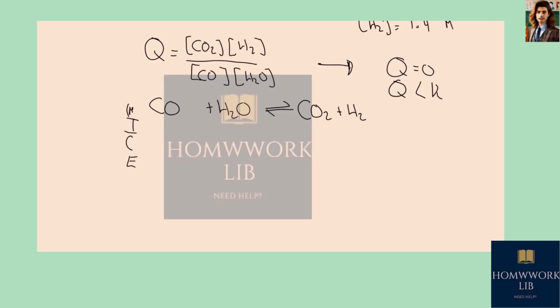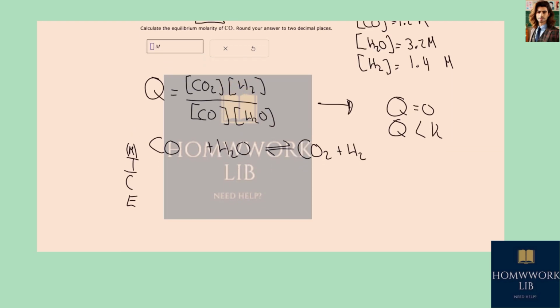All of the quantities here are going to be given in concentrations. For carbon monoxide, we're going to have 1.2. For water, we're going to get 3.2. For CO2, we're going to have 0. And of H2, we're going to get 1.4. In this case, the amount of change, we're going to call it minus x, and plus x. And we're going to get at the equilibrium 1.2 minus x, 3.2 minus x, and 1.4 plus x.